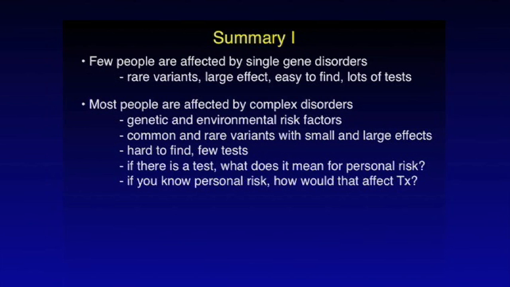But the kinds of disorders that affect most people are the complex disorders that are more complicated. There's often genetic and environmental risk factors that contribute to the disease. We can only look at the genetic ones on the DNA. There's probably a combination of common and rare variants that are involved. These variants are often hard to find, and so they're not easy to test for. If there is a test, it's not always clear what that means for the individual's personal risk.